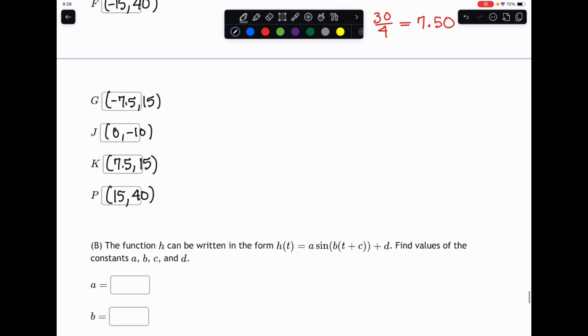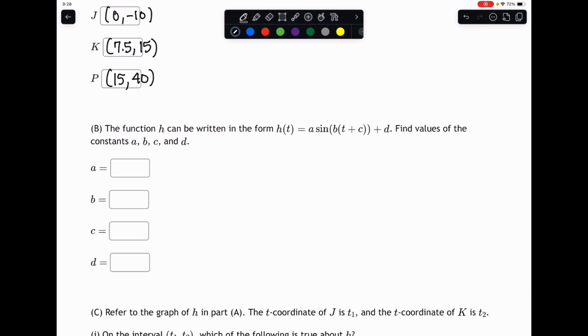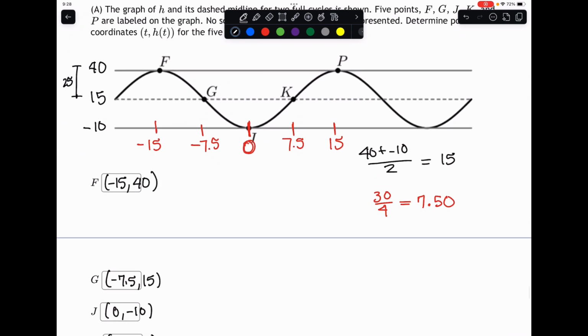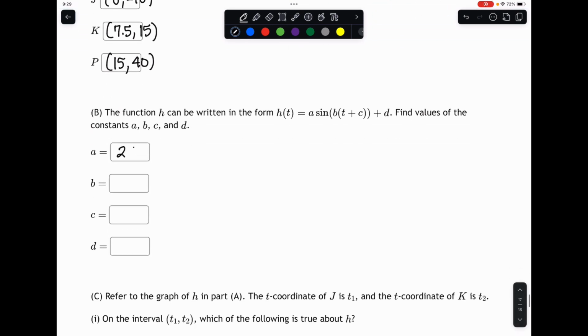So we can move on to question B, and again finding the values of the constants A, B, C, and D. For A and D, the vertical transformations, our amplitude is 25. 40 minus 15, that's a difference of 25, and our midline is at 15. So our A is 25, our D is 15. I indicated the period at the beginning of the problem, and it was 30. So the value of B would be 2 pi divided by 30, which simplifies to pi over 15.